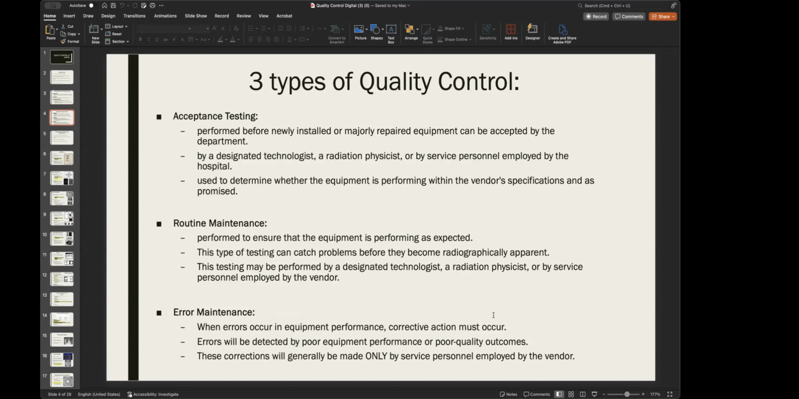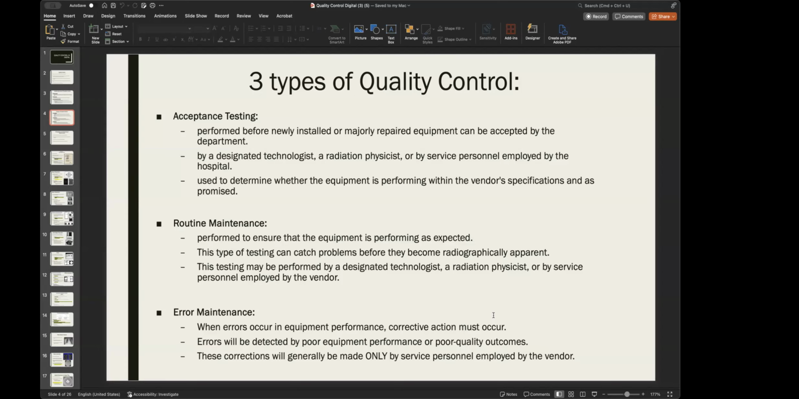Now, for this PowerPoint, we're talking about quality control. There's 3 types of quality control tests that can be done: acceptance tests, routine maintenance, and error maintenance. Acceptance testing is that test that gets done right as something is newly installed, or if it gets majorly repaired. This acceptance testing is basically a testing done to say, hey, this is the amount that it needs to be outputting, and it's outputting that part. We accept the repair, or we accept that piece of equipment. And so that can be done by a technologist, physicist, service personnel employed by the hospital. It's used to determine whether the equipment is performing within what the vendor tells us.